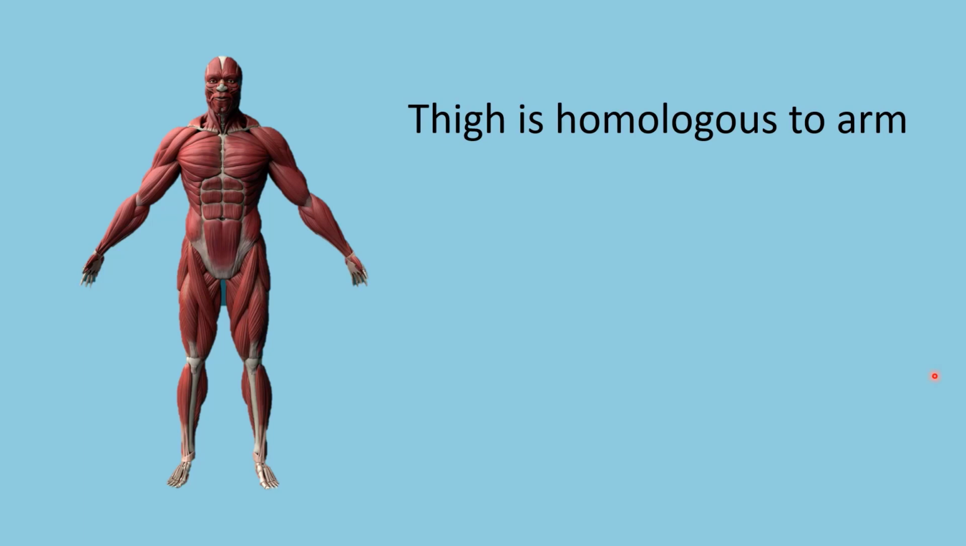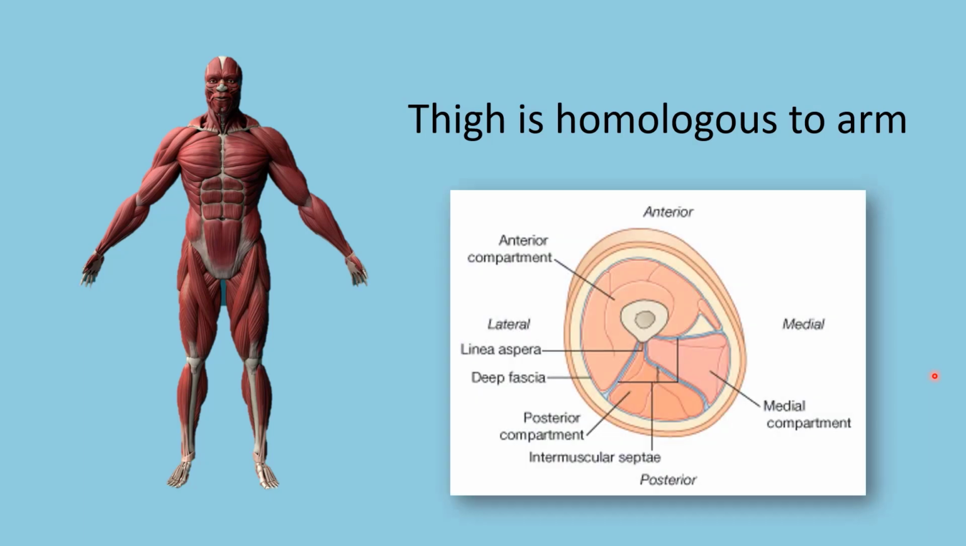In the arm, we find two compartments: anterior or flexor compartment, and posterior or extensor compartment. Unlike this, in the thigh, we have three compartments. This is the anterior compartment, this is the posterior compartment, and there is a medial compartment. The anterior compartment is extensor, the posterior compartment is flexor, and the medial compartment is the adductor compartment. The adductor compartment in the upper limb is represented by the muscle coracobrachialis.